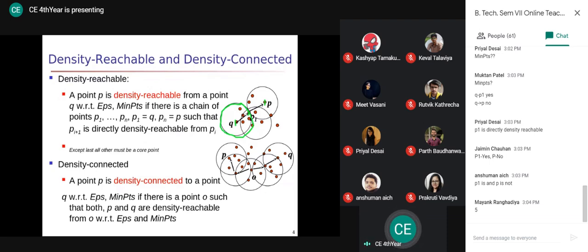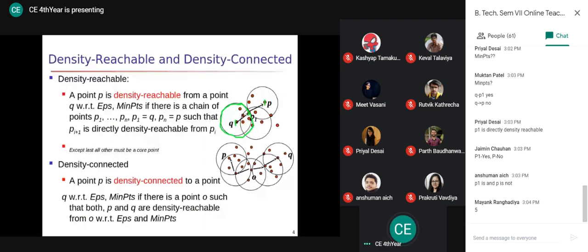For that, you need to identify some chain. There might be more than one chain, but you need to find at least one chain such that some path is established between Q and P. So right now, if you consider the given chain, that is Q to P1 and P1 to P, in that path, whichever points are there, except P, all must be core points, and point P is in the territory of the last point, then we can say it's density reachable from Q.